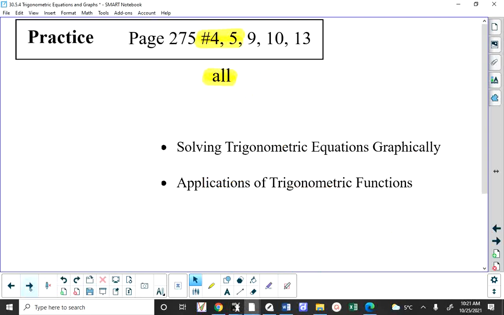I'm not sure why I put A and C only for question 4 and 5 in your handout. I remember doing that and saying, oh, I don't want them doing A or B and D, but I look at it now and I have no earthly clue why I said that. So these are the practice problems. 4 and 5 are just solving equations on your calculator. There's no work to be shown. 9, 10, and 13 are application problems, but you're still solving them on your calculator. So you've got about 15 minutes here.